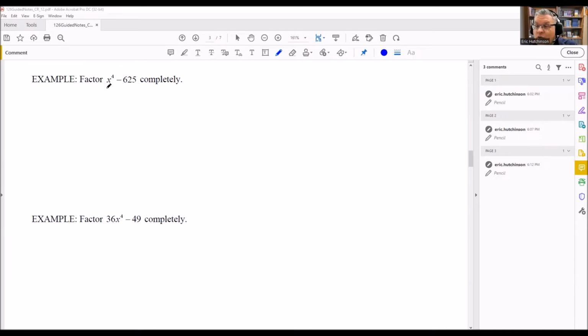Okay, so we want to write the first one as a square. Now it's x to the fourth power. Now the way that we're going to do this is that's the same thing as x squared squared. If you raise a power to another power, you're actually multiplying exponents when you do that. And so that would be the way to write this as a square, x squared, and that's being squared. Now next, 625, that can be written as 25 squared.